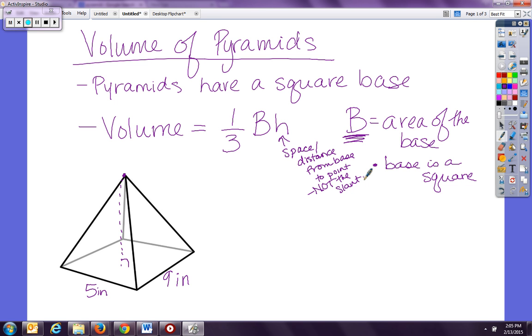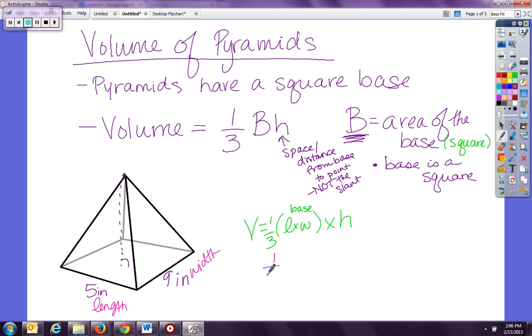All right, so let's go ahead and plug in these numbers. So the area of the base of a square, we know, is length times width, right? So our formula would look like this. 1/3 times length times width of the base times the height. Okay, so let's plug in our numbers. Let's just go ahead and label this length. And again, it does not matter which ones we label length or width, because when I multiply, it does not matter the order in which I multiply them.